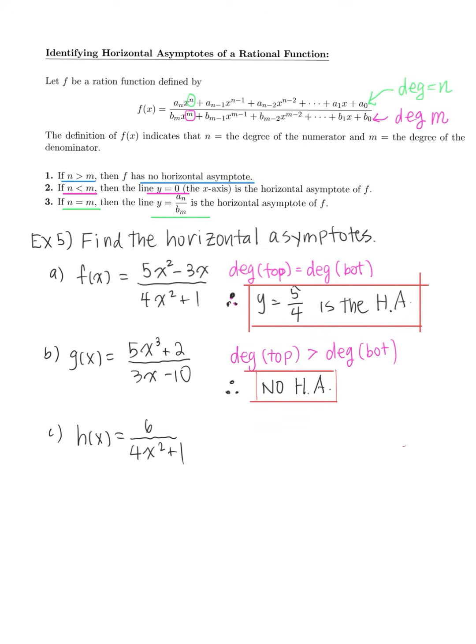Let's do part C. h of x equals 6 over 4x squared plus 1. In this case, the degree on the top is 0. A constant's degree is 0, by the way. So the degree of the top is going to be less than the degree of the bottom. Which case is this going to be? That will be case 2. So in this case, y equals 0 is going to be your horizontal asymptote.